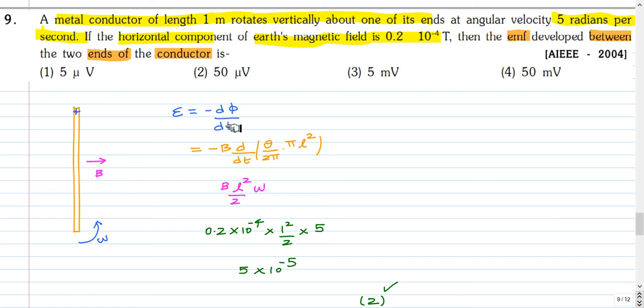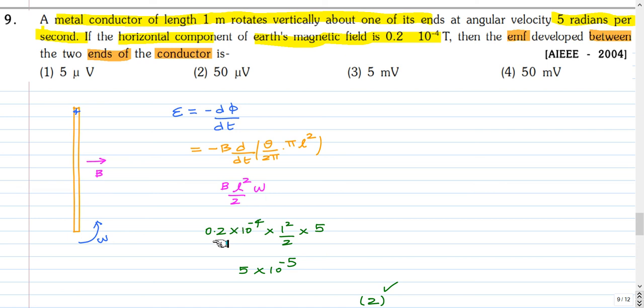So the induced EMF is minus d phi by dt, and phi is the magnetic field B into the area. B does not change with time, so it comes out of the differential, and the area is the area of the arc which it's sweeping. The angle being swept is theta. So the area of that arc segment is theta by 2 pi into pi L square, where L is the length of this rod. The only thing that's changing with time is theta. So from this we get the induced EMF as B L square by 2, into d theta by dt, which is omega.